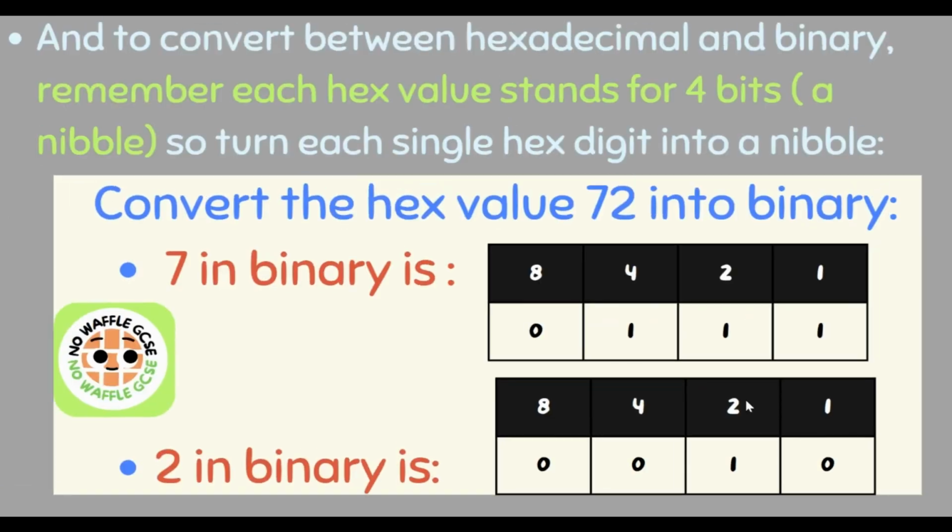Now, to convert between hexadecimal and binary, you need to remember that each hex value stands for 4 bits, a nibble. So turn each single hex digit into a nibble. For example, convert the hex value 72 into binary. Again, split up the numbers into 7 and 2, and then make them both binary numbers. So 7 would be 0, 1, 1, 1, and 2 would be 0, 0, 1, 0.